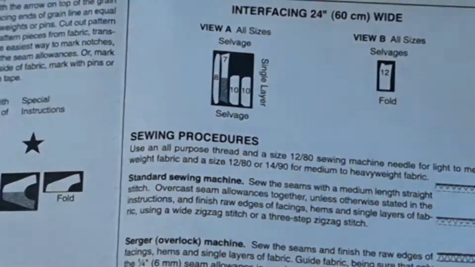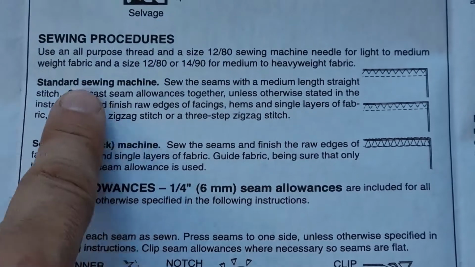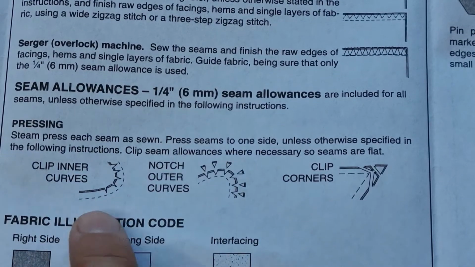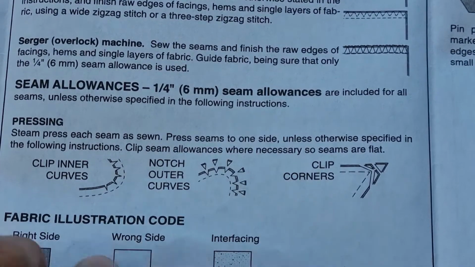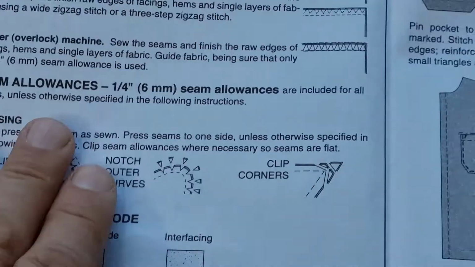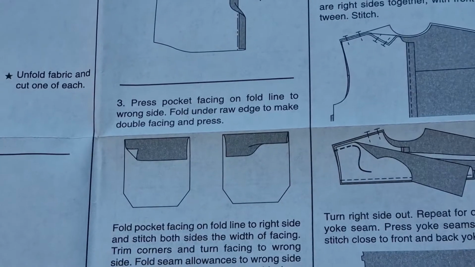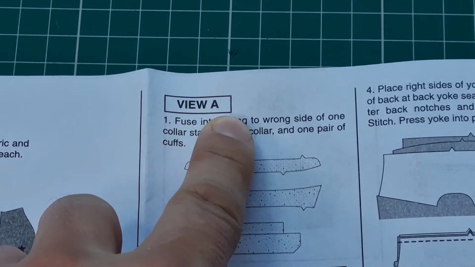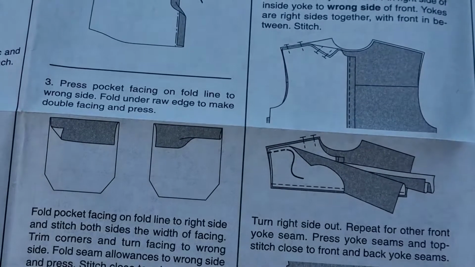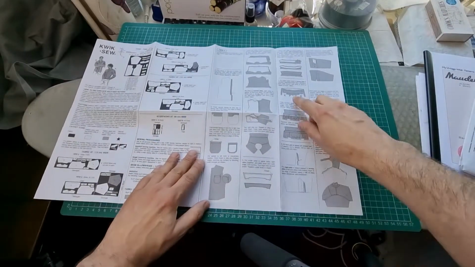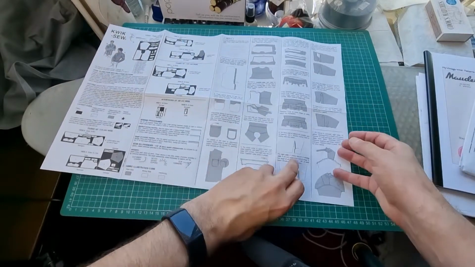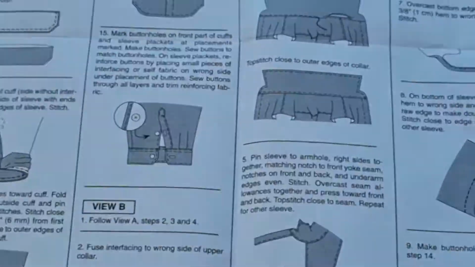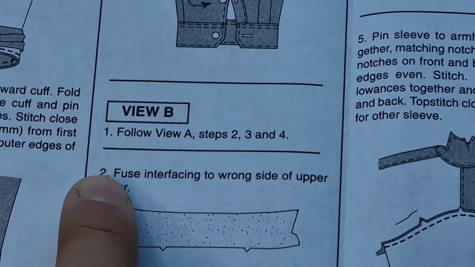Again, like the other pattern, it's got your sewing procedures for a standard sewing machine. On this one we've got a 1/4 inch seam allowance or 6mm, and again it tells you how to press and clip your corners and your fabric. This one is quite good because it tells me here that these are the instructions for view A, and until I see something different, which I don't on this page, this is all view A, and then at this point down here it tells me view B.